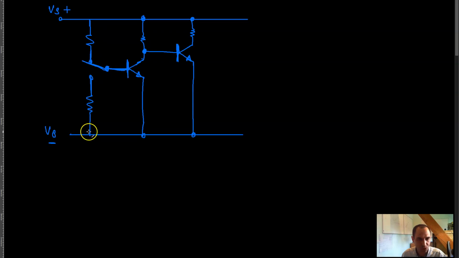So as you can see, when the base of this transistor is tied to ground, of course there is no current flowing through the base of your transistor, meaning that this transistor is turned off. If you have no base current, you have no collector current. And since you have no collector current, that means that the current going from this point all the way up to ground, there is no current over here.